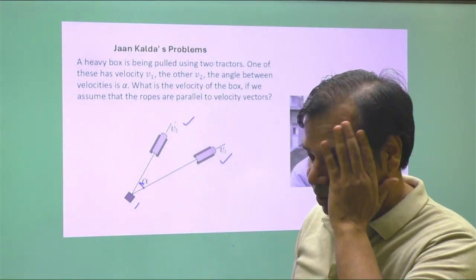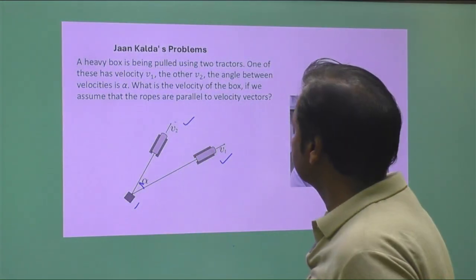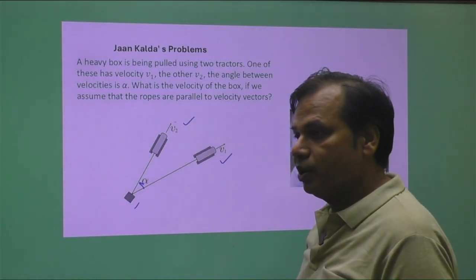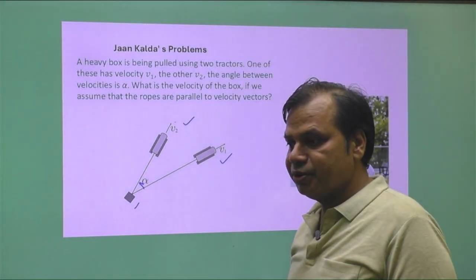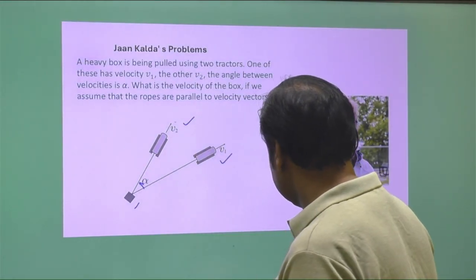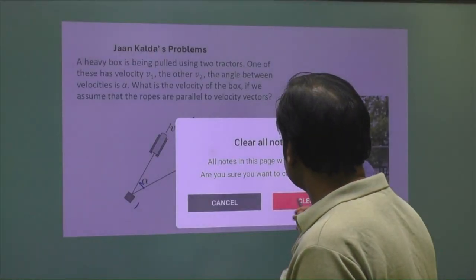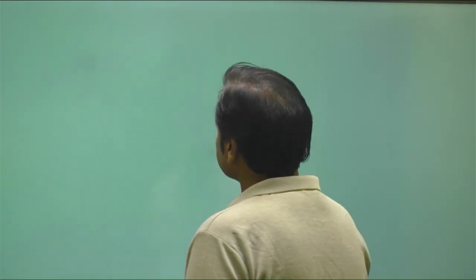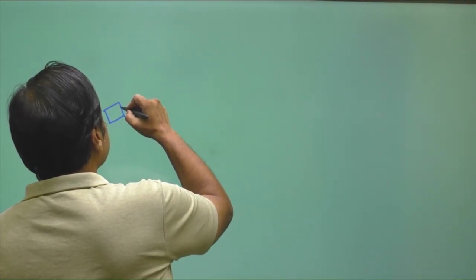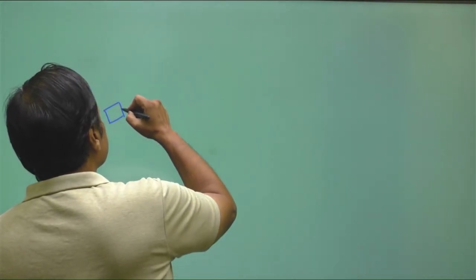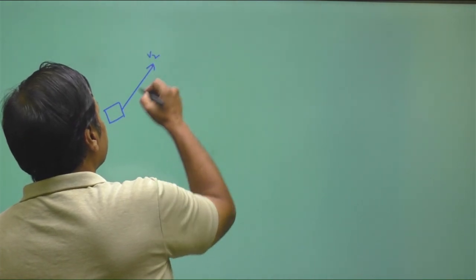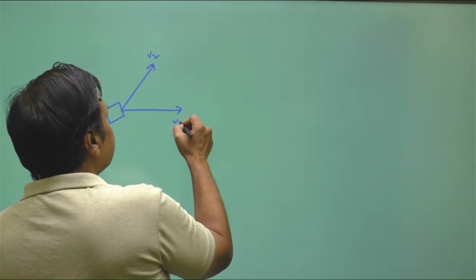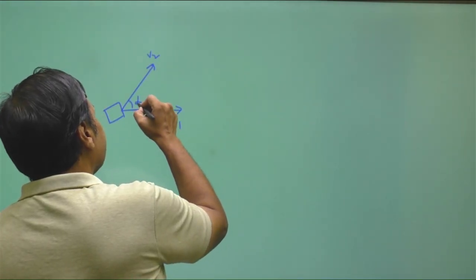What can be the problem? Let me solve it using the very basics, and I'll clear the picture. I have an object here like this, and it is being pulled by two ropes with velocity v1 and v2, and the angle between them is alpha. So what velocity should be imparted to this block?